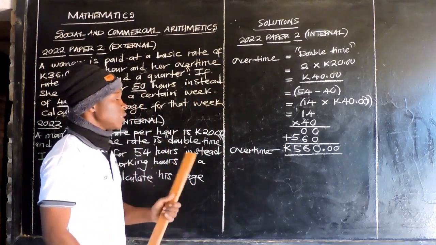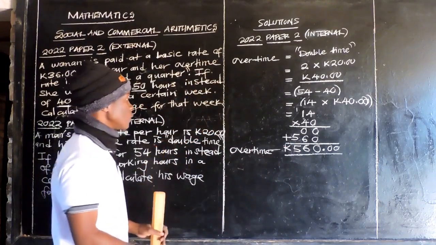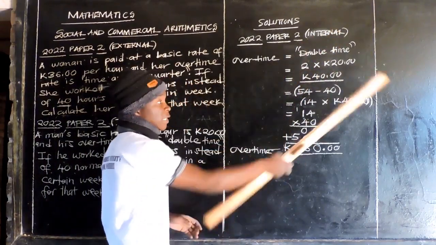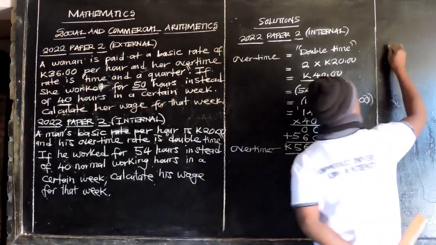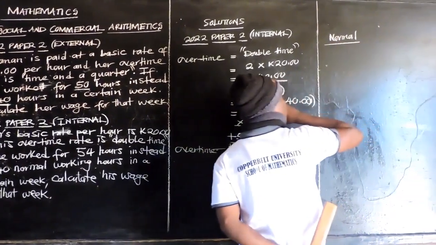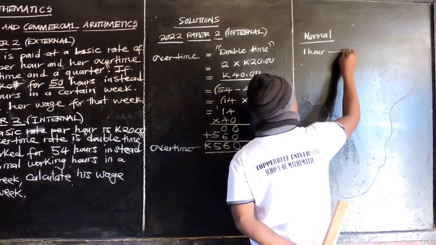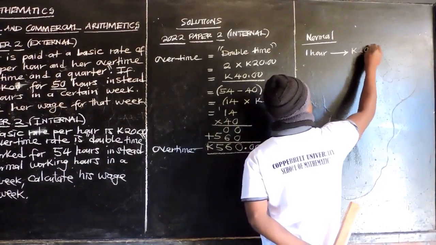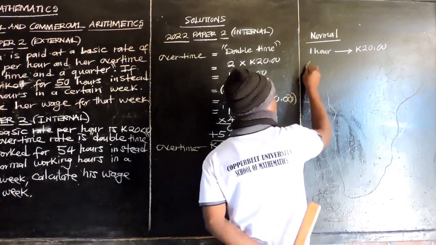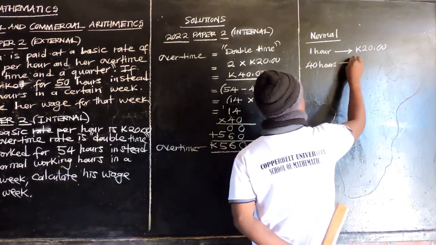So next, what we're going to do is find his normal pay. This is his overtime. So now I'm going to find his normal. Let us find his normal. We know the agreement was if this person works for 1 hour, he was given 20 kwacha. And the total number of normal hours was 40. So say 1 hour is equal to 20. What about 40 hours? So 40 hours is equal to x.